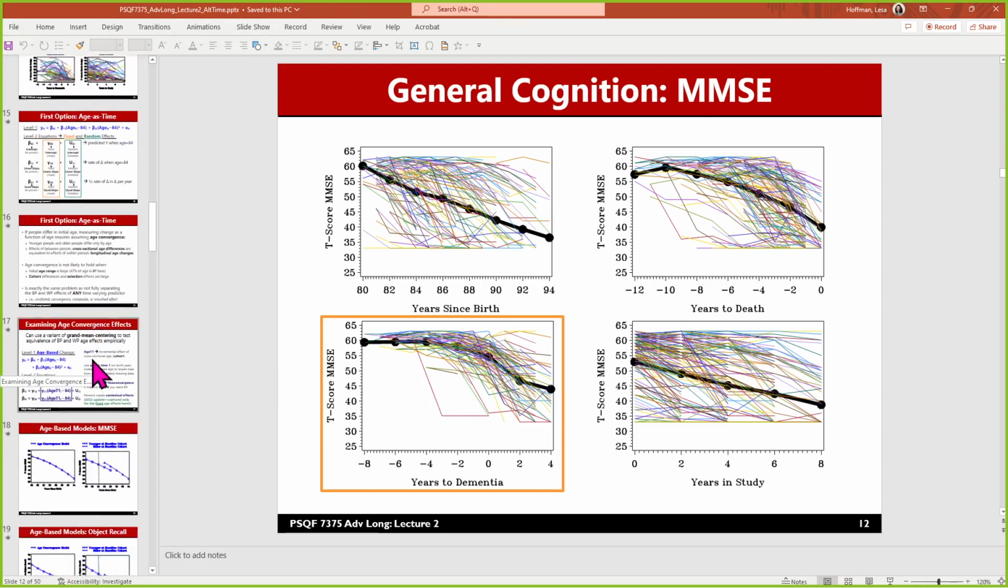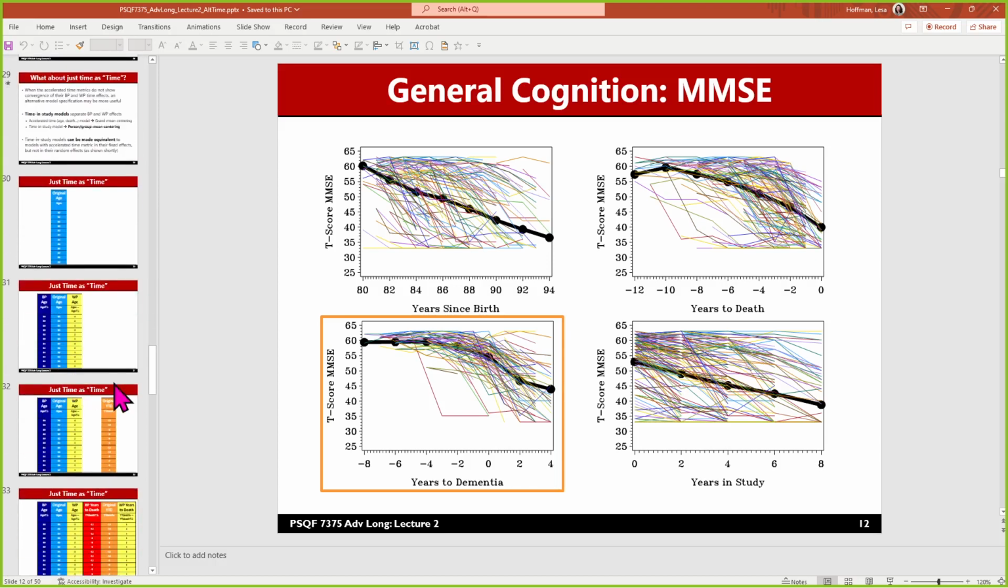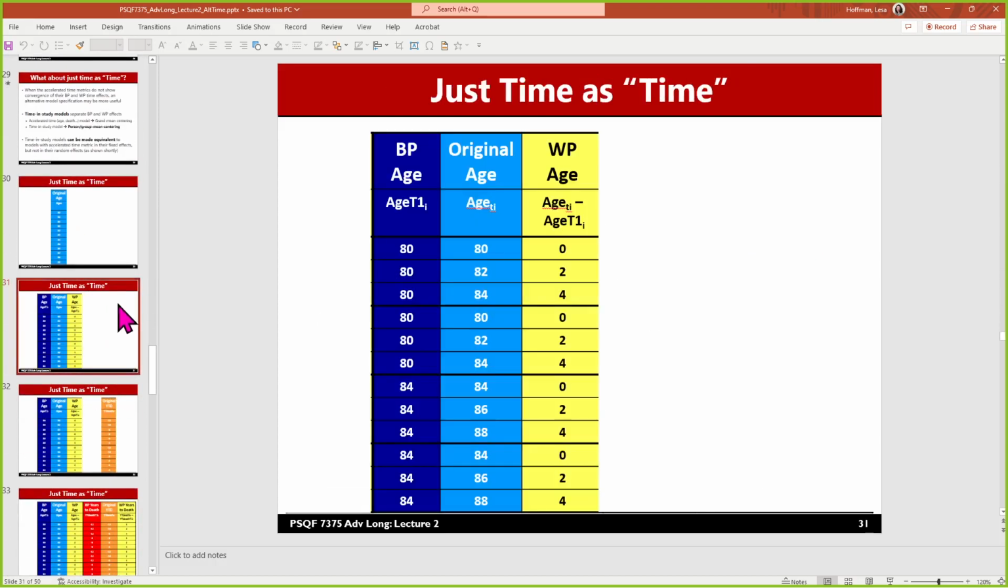So let's see here. We discussed a little bit about the merits of time versus age as a level 1 predictor instead. So I think that might be a good place to pick up. That was sort of the big picture gist of it. Does anyone want to ask any more specific questions or comments before we jump back in?